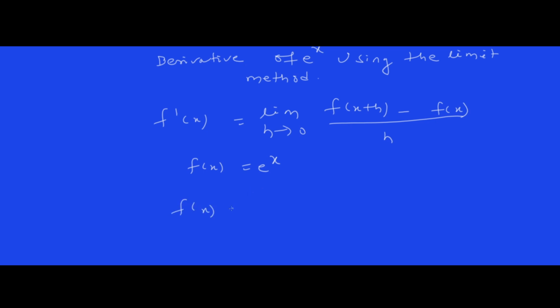f prime of x is equal to the limit as h tends to 0 of e to the power x plus h minus e to the power x over h. Now notice that we have e to the power x plus h in the numerator. Using the properties of exponents, we can rewrite e to the power x plus h as e to the power x into e to the power h. Let's substitute that in.